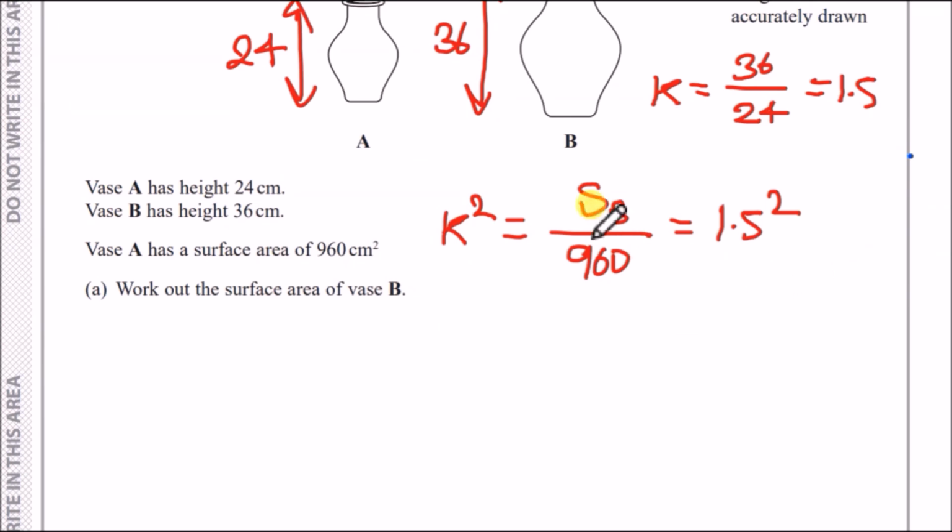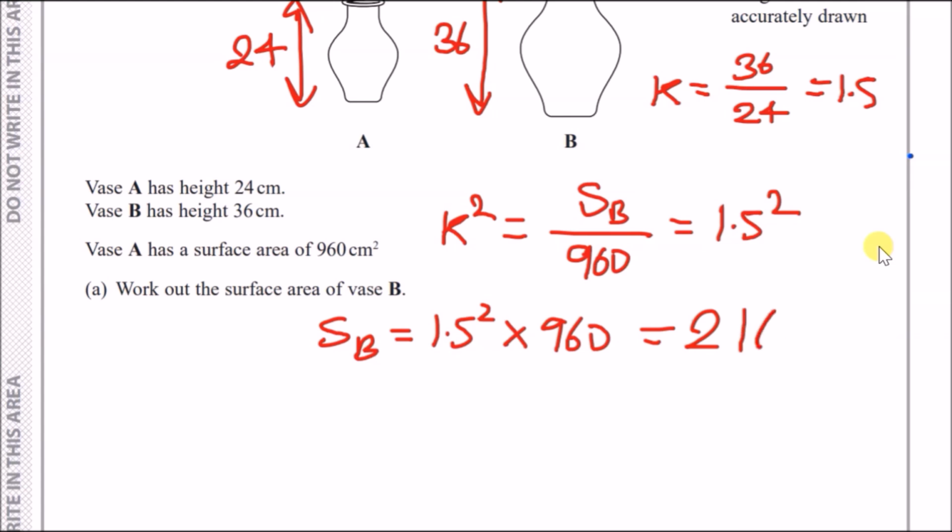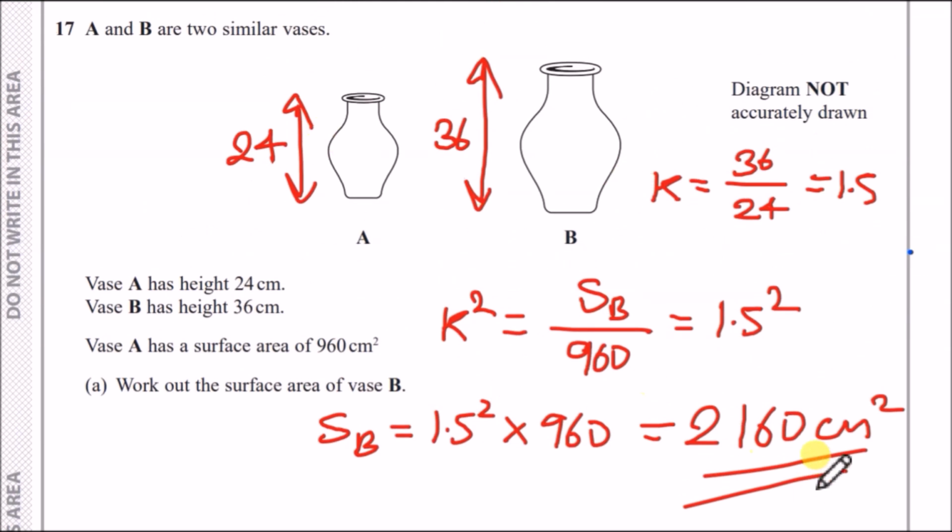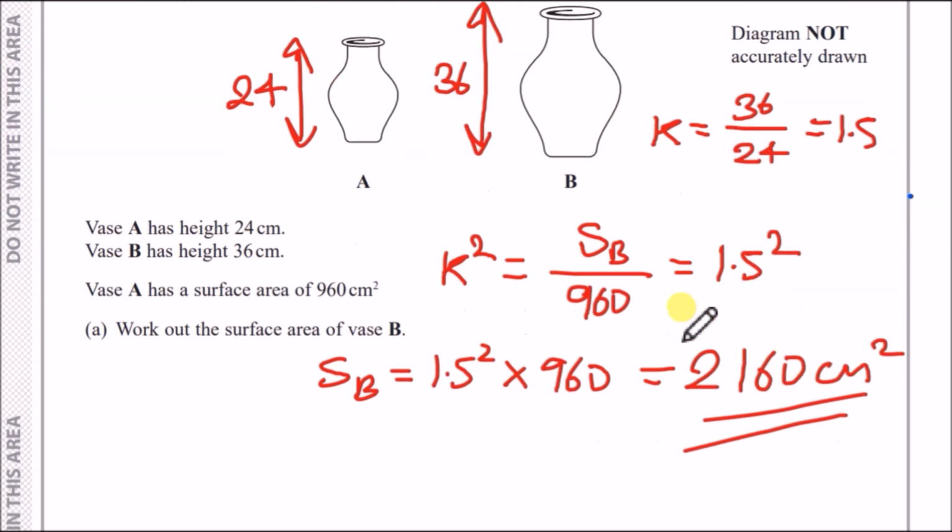So this means that to work out the surface area of B, you just multiply 960 across. So SB equals 1.5 squared times 960. Okay, and if you put that in your calculator, guys, you should get a result of 2,160 centimeters squared. Okay, and that seems legit because B is bigger than A, so you expect a larger area.